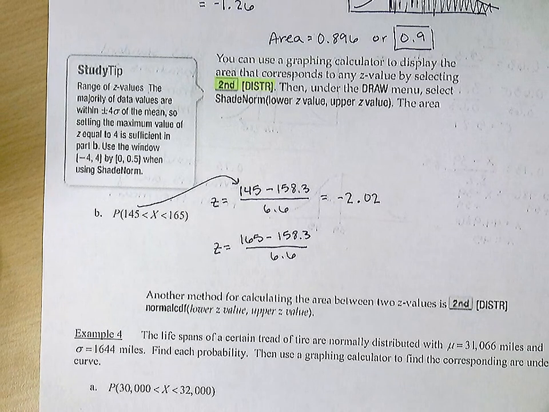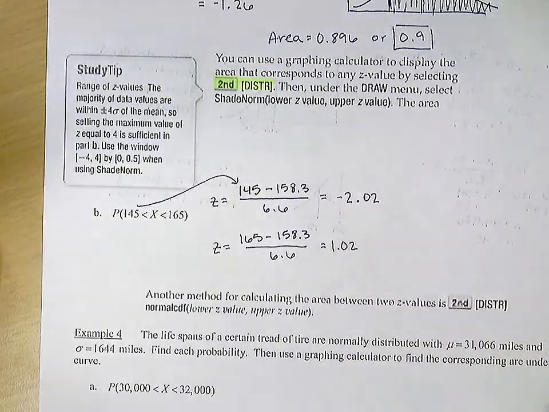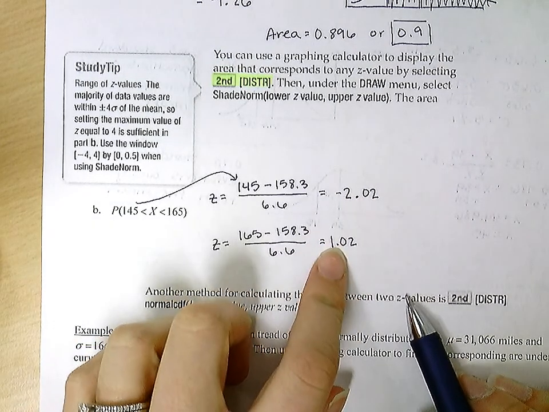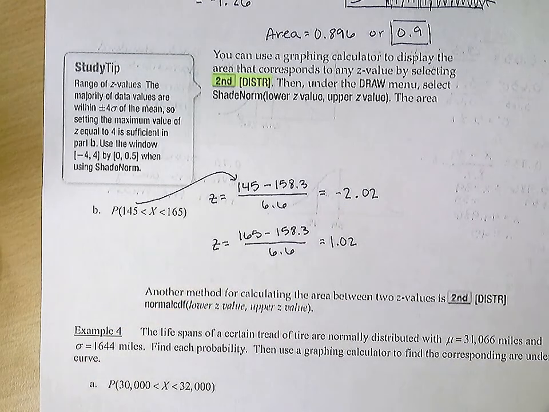So we have 165 minus 158.3, 6.7. Divide that by 6.6. That's 1.02. Okay, so what this did was find my lower and my upper bound. Since negative 2.02 is less than 1.02, that's your lower. This one's your upper. And you're going to enter it in your calculator just like we did before.